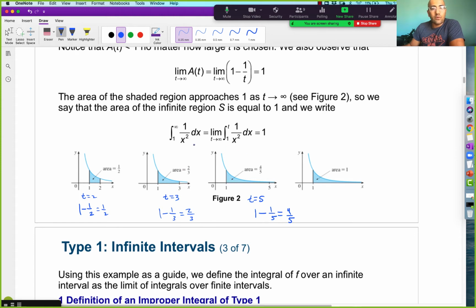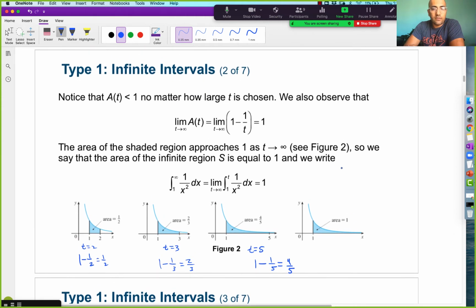So all we have to do now is let t go to infinity, and we get our answer. And when we do that, we see that the area equals 1. Are there any questions about this?